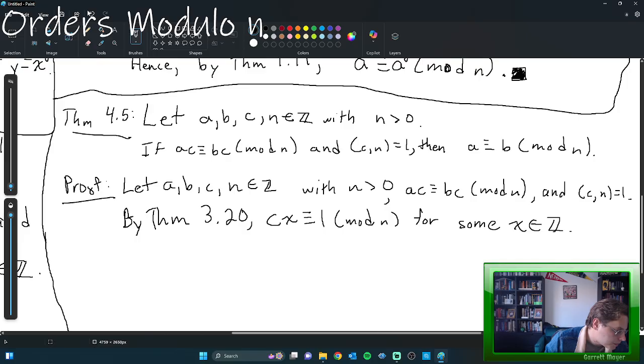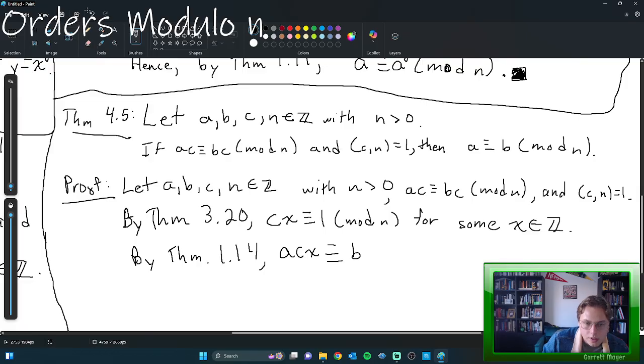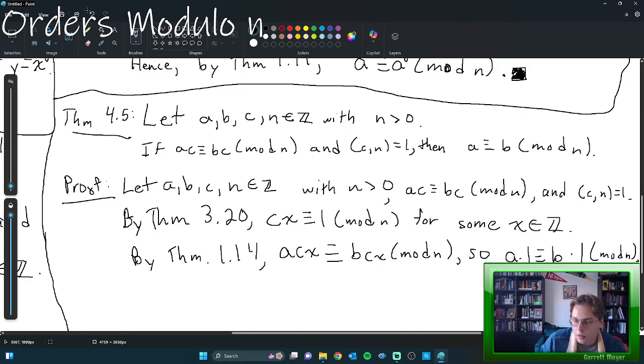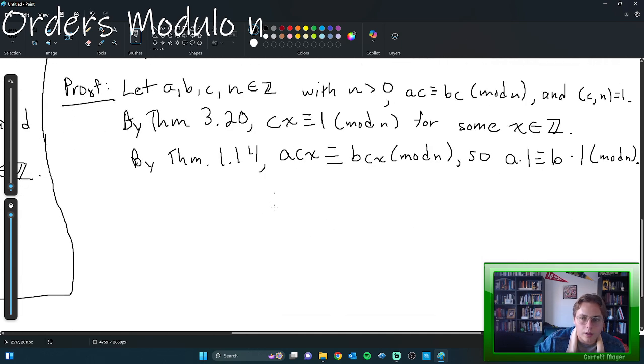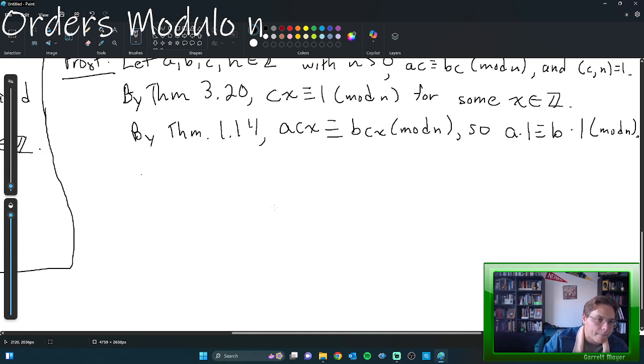And then by theorem 1.14, acx is congruent to bcx mod n. So a times 1 is congruent to b times 1 mod n. Then I'll scroll down a little bit just so I don't get cut off by my head again. So a is congruent to b mod n.